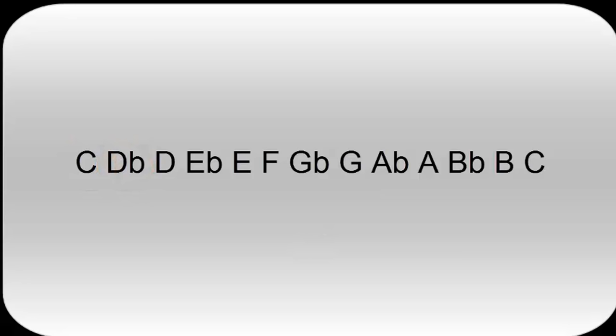Knowing that a minor interval is one half step lower than a major, it follows that C to D is a major second. C to E flat, our minor third. Bringing it up a half step, C to E, our major third. Next, C to F, perfect fourth.